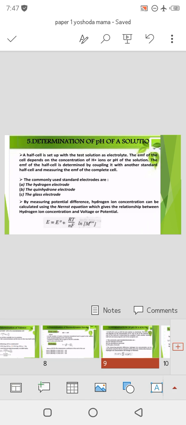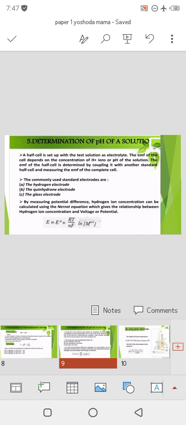By measuring potential differences, hydrogen ion concentration can be calculated using the equation which gives the relation between hydrogen ion concentration and voltage or potential. This is the equation: E equals E naught plus RT divided by nF ln M n plus. Okay, this is the determination of pH of solution.